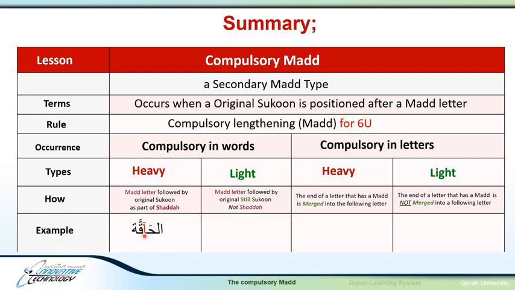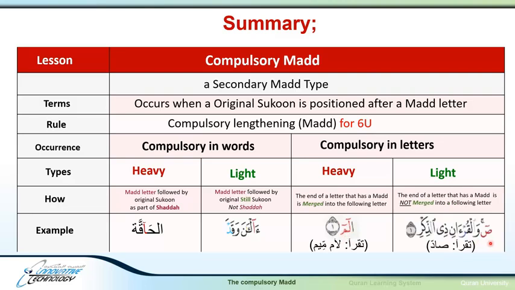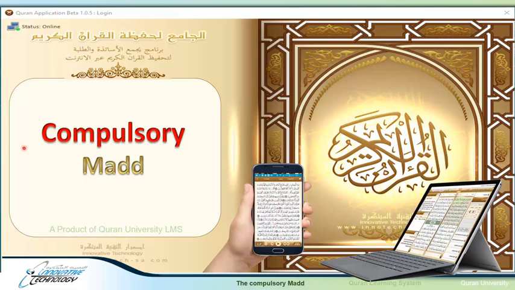Al-Haqqah. The shadda here is an original sukoon, and that's why the type here is word, heavy. While in here, Al-Ana, the mad letter is followed by lam with sukoon, and there's no shadda, so it is considered to be light compulsory in a word. In Alif Lam Mim, it is heavy compulsory mad in letters because there is a merging between the lam and the mim. While in the example Sad, there's no merging, so it is a light compulsory in a letter. And that brings us to the end of our lesson on compulsory mad.